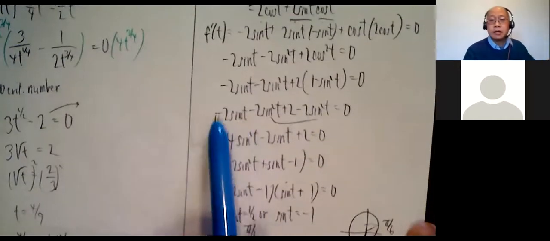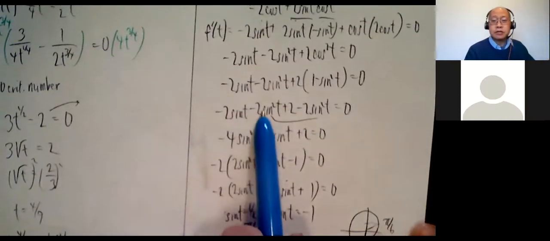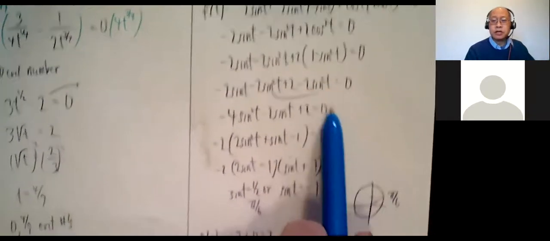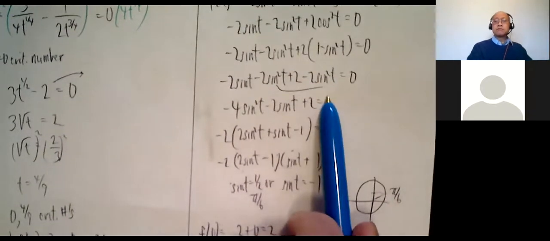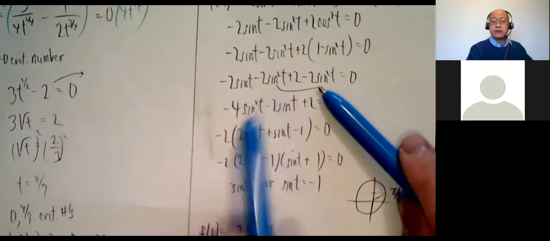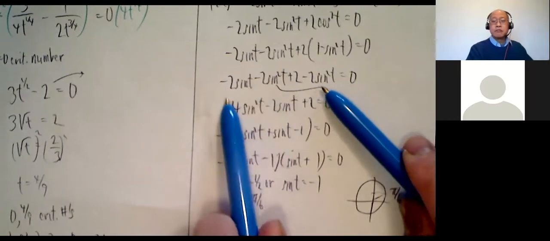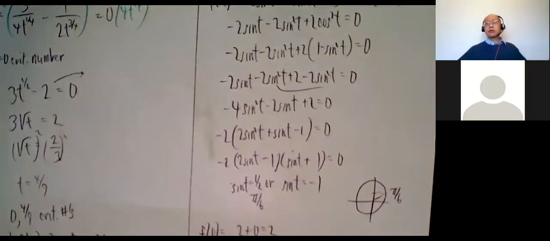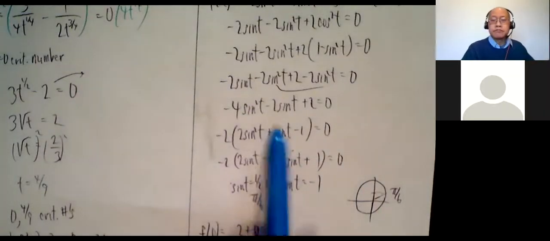All right, so clean that up. Negative 2 sine t minus 2 sine squared of t, distribute, plus 2 minus 2 sine squared of t equals 0. Clean that up. These two, negative 2, negative 4 sine squared of t minus 2 sine of t plus 2 equals 0. So that looks like a quadratic equation in sine.